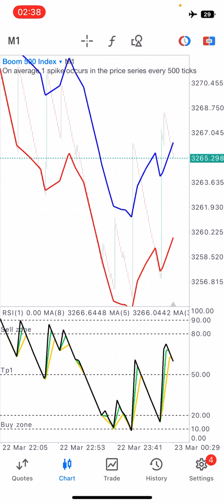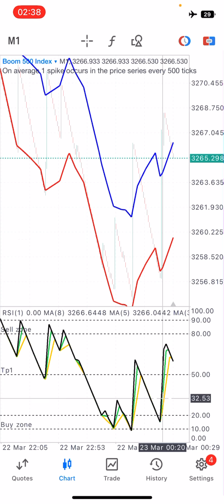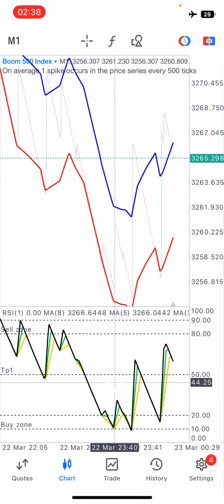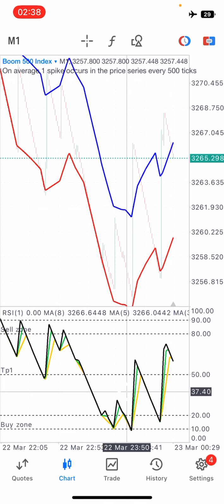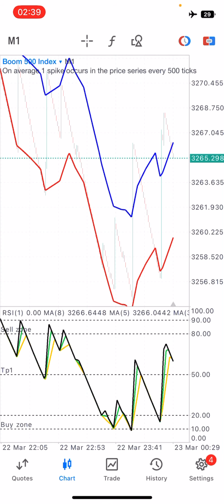Okay, let's get back to our strategy and see how we're supposed to work with it. It's a very simple strategy. The blue and red lines are going to work as our support and resistance, and of course we have our indicator window 1 showing us the momentum in the market, showing us the market direction technically.